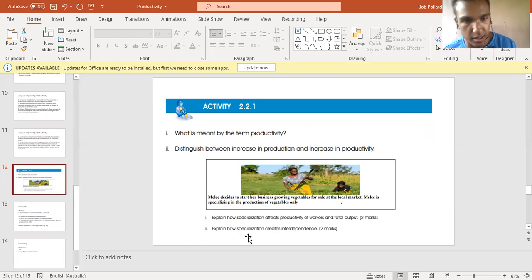So there's two questions in the picture. Explain how specialization affects productivity of workers and total output. Number two, explain how specialization creates interdependence.